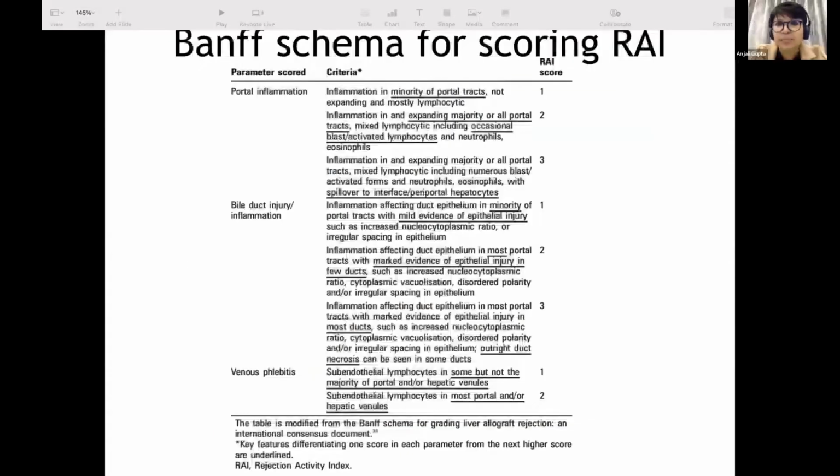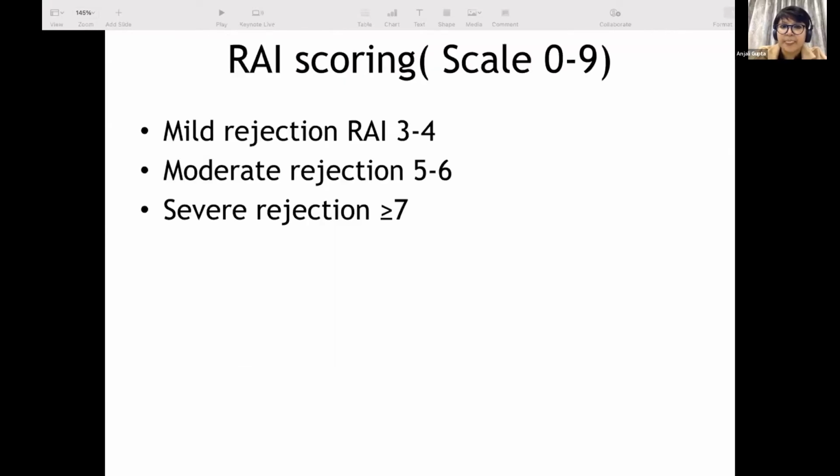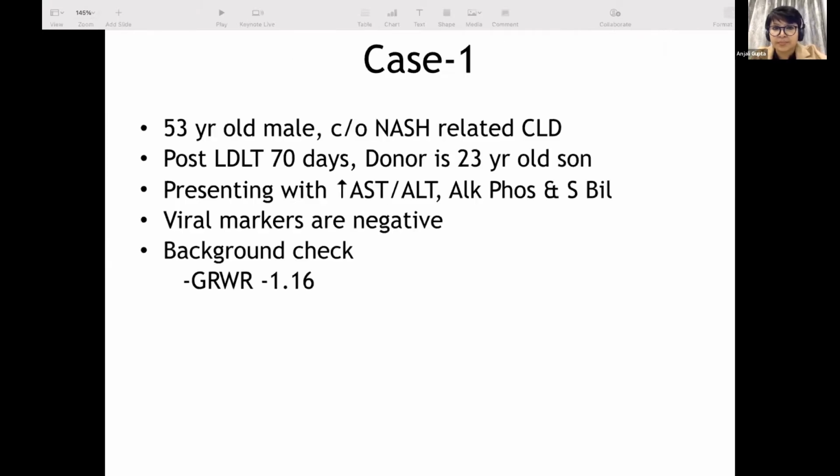Next. Hence these inflammatory infiltrates are typically found in the portal tract as well as around the central hepatic vein. There's a Banff scheme for scoring the rejection activity index on a scale from 0 to 9, which is based on the amount of portal inflammation, bile duct injury/inflammation, and venous phlebitis. This is there in many literatures, so you can have a look. Mild rejection is 3 to 4, and severe rejection is more than 7.